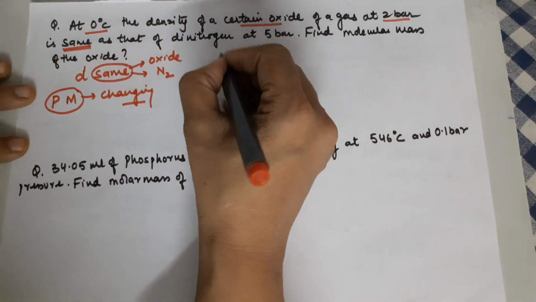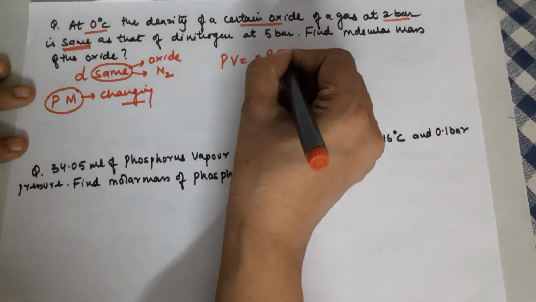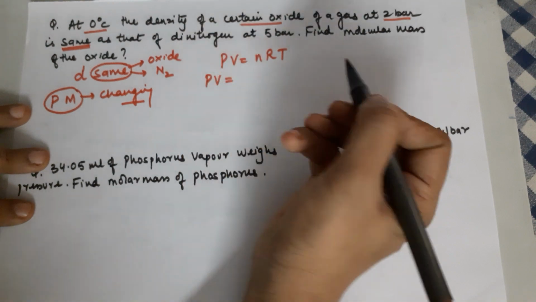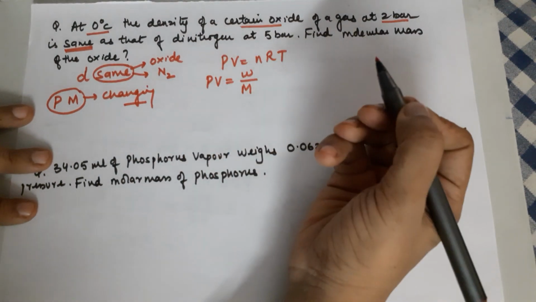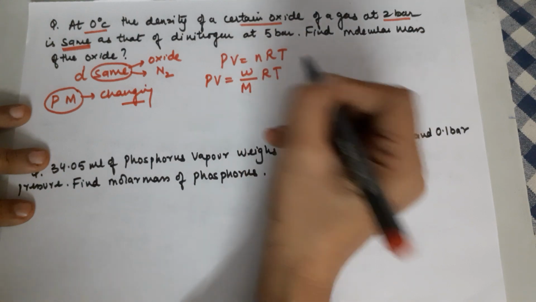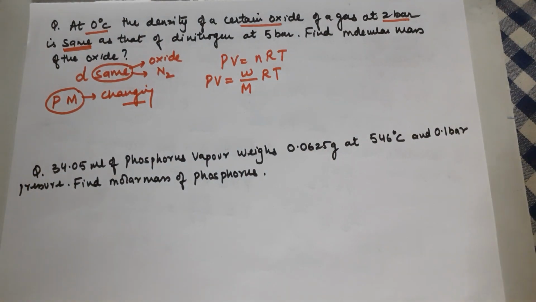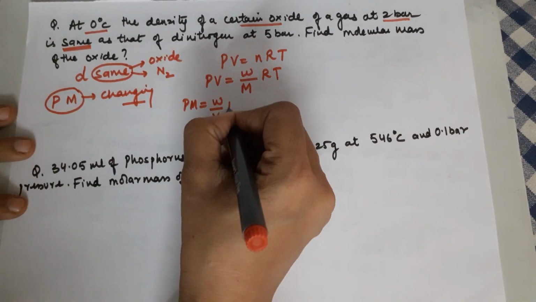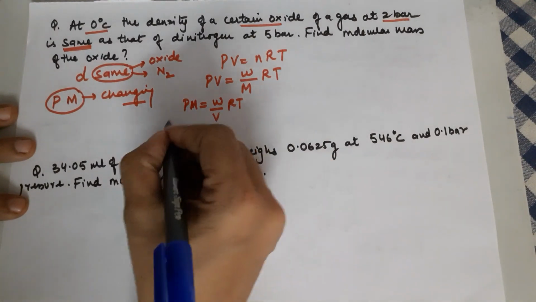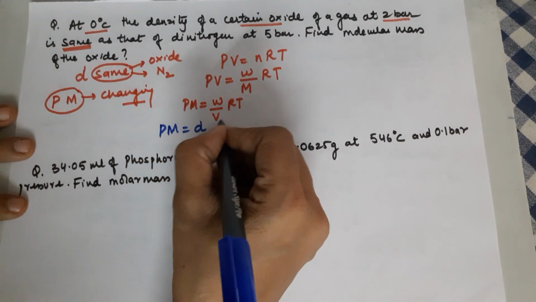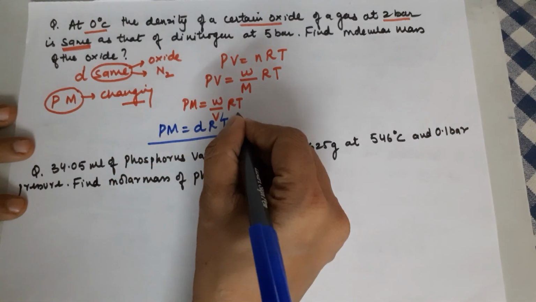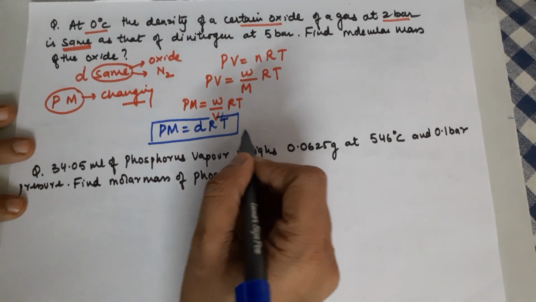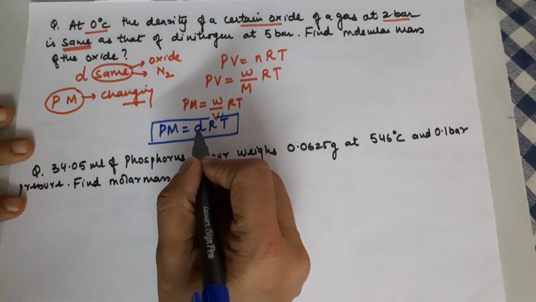The formula that we know is PV is equal to nRT. Since you have to find the molecular mass, I am changing the number of moles into weight upon molecular mass, RT. Now, from this expression, by rearranging, I can get PM is equal to W by V RT, which is nothing but PM is equal to d, the density, RT. This was the first question of today's class where I had derived this relationship. So your PM is equal to dRT, but the density in both of them is the same.